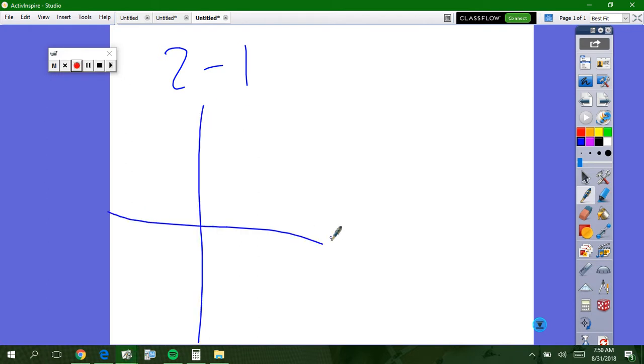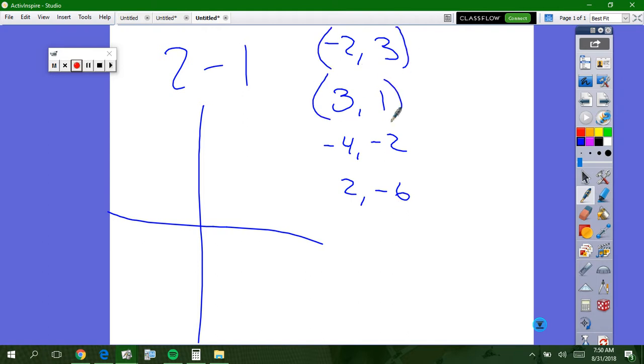If I had the points -2, 3, 3, 1, -4, -2, and 2, -6, I'd like you guys to plot those points using the Cartesian plane, which is just the xy axis. Okay? Take your time, just a minute. I'm going to push pause, let you guys do this, and we'll go over it.